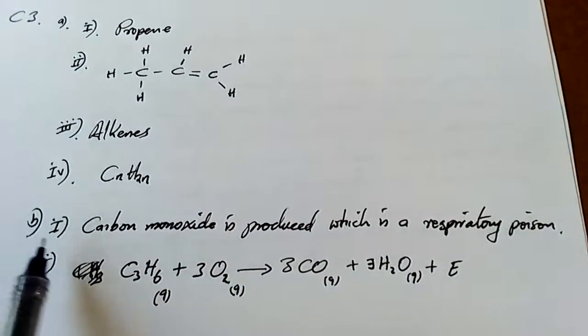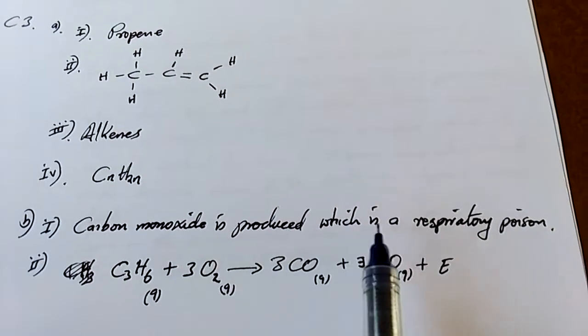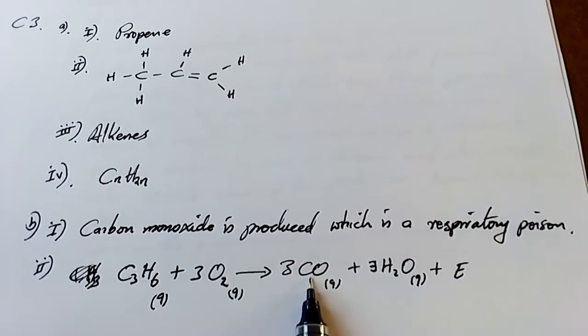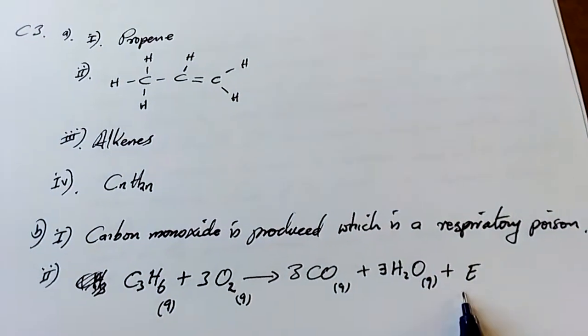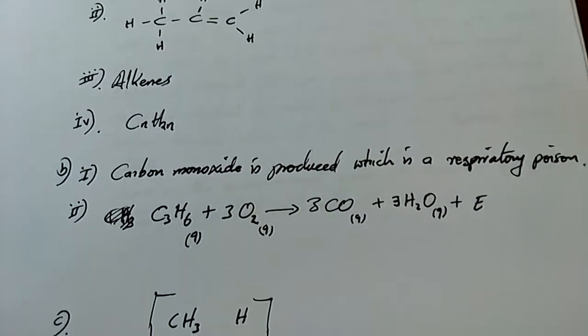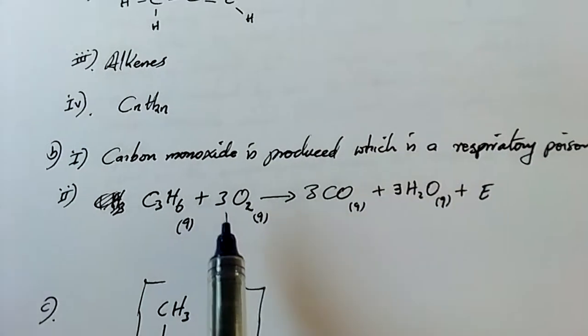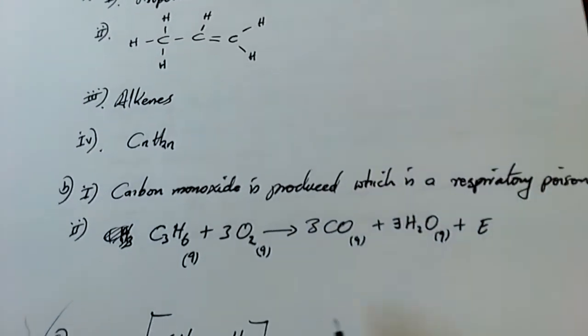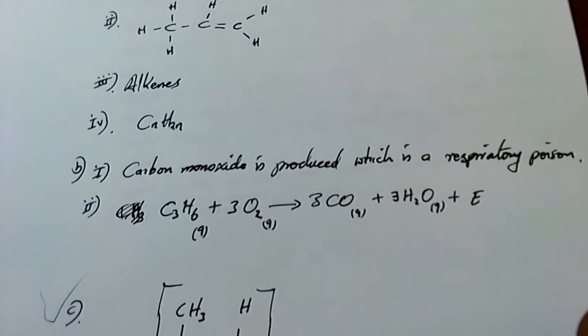This is the answer for B1. Carbon monoxide is produced, which is a respiratory poison. Then the equation would be this: oxygen, carbon, then write your monoxide there, then you balance it up. This is just energy, which should be in form of heat. Okay, and if the oxygen is very limited, a lot of carbon or soot will be produced on the products. A lot of soot or smoke, as you may call it.